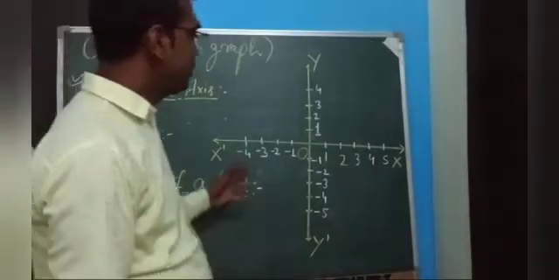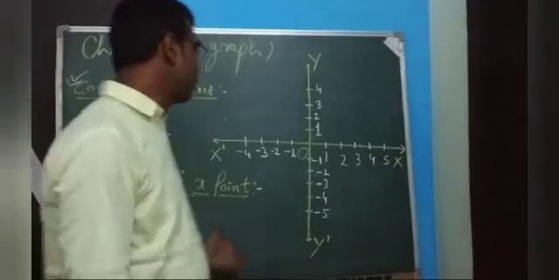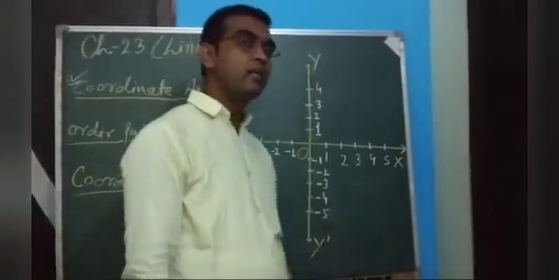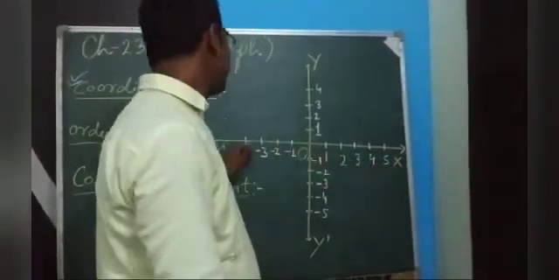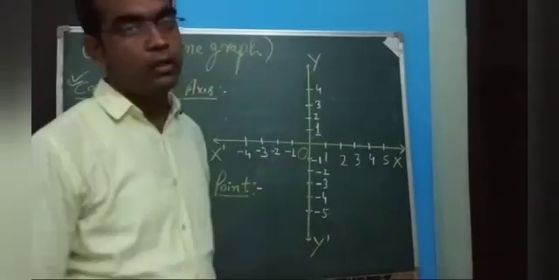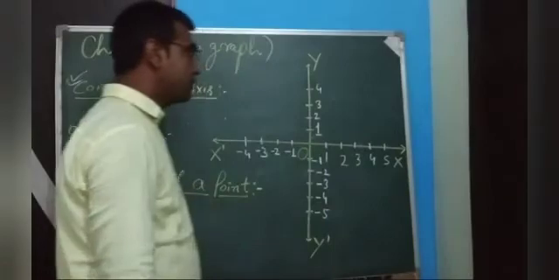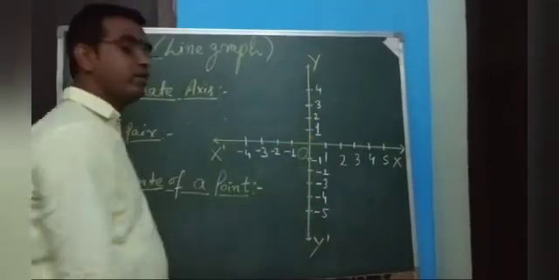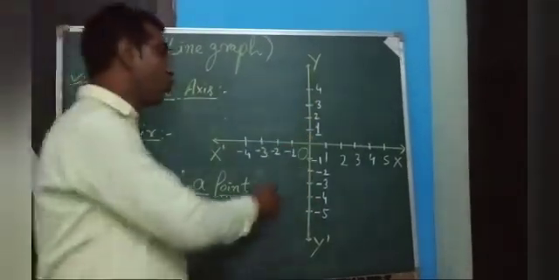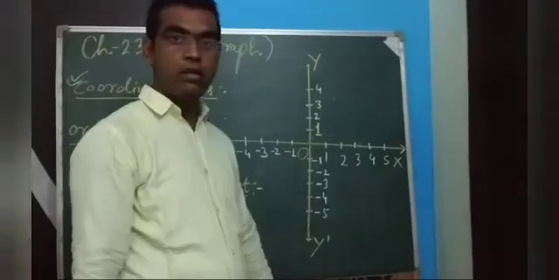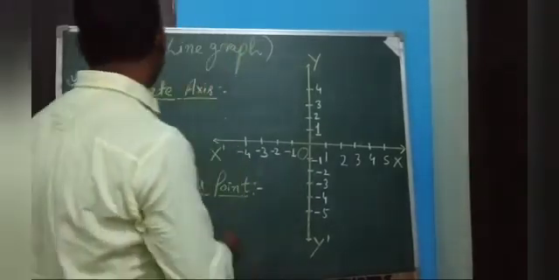After this, this system is said to be coordinate system, and the lines XOX' and YOY' are said to be coordinate axis. So here XOX' is x axis, YOY' is y axis, and O is said to be origin. Now come to the next definition.